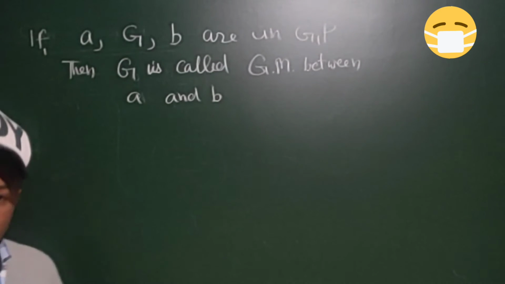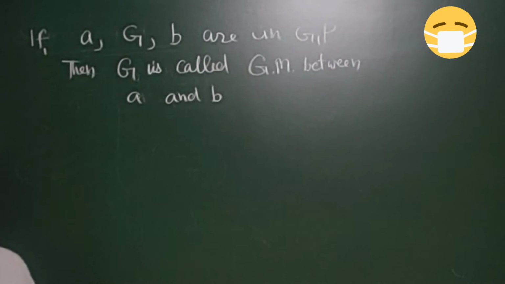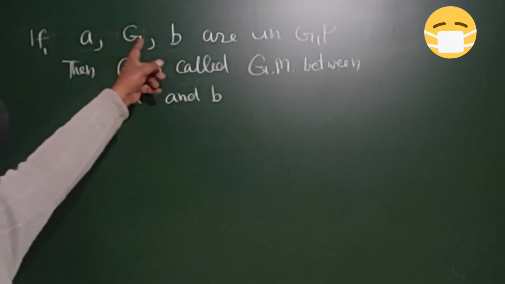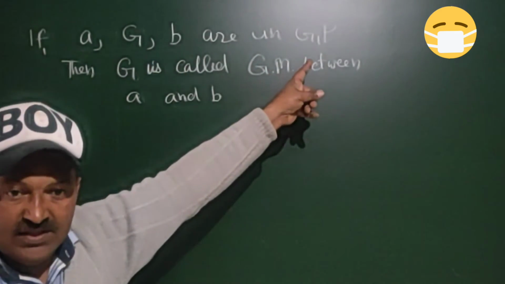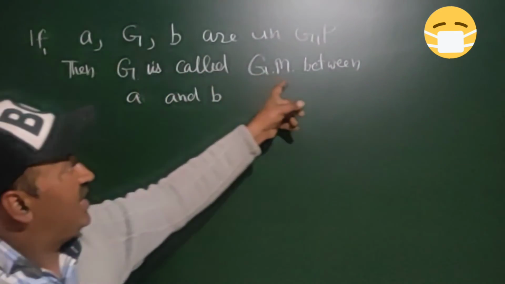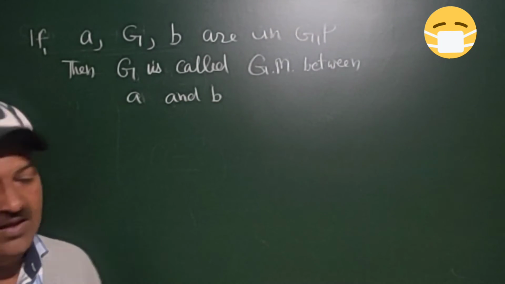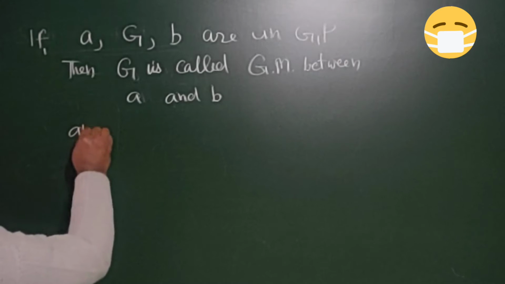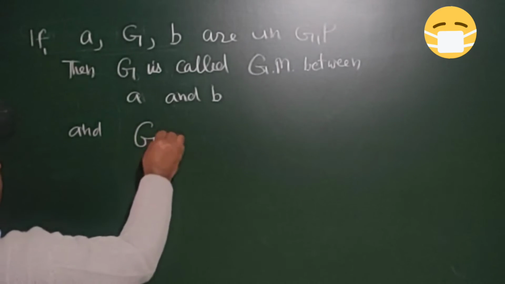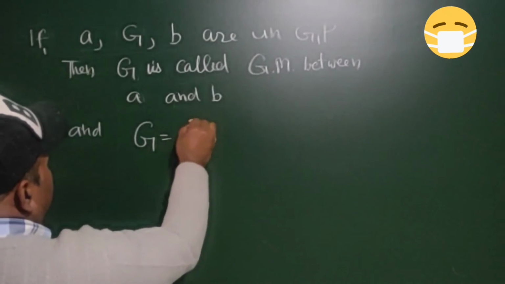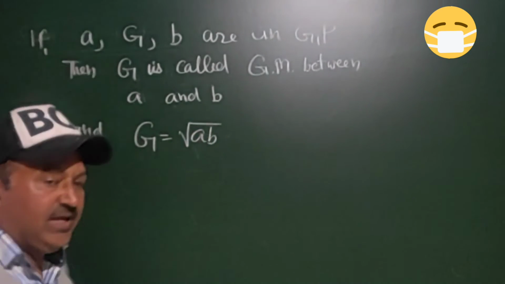If A and B are two positive numbers and A, capital G and B are in GP, then capital G is called the geometrical mean between A and B. And the value of G is the square root of A into B.